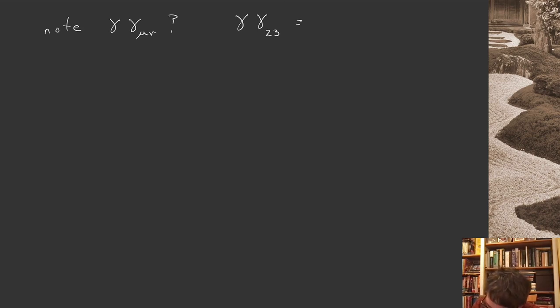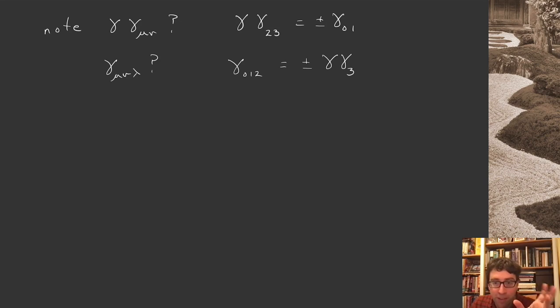And I'll see that, up to a sign, this has got to be plus or minus gamma 0, 1. And similarly, if you were to ask about gamma mu nu lambda, why isn't that in my list? Well, how about gamma 0, 1, 2, for instance? That I could write, up to a sign again, as gamma 3. Because gamma 3 will kill the gamma 3 inside the gamma 5 matrix and leave gamma 0, gamma 1, gamma 2. So these extra guys are not linearly independent.